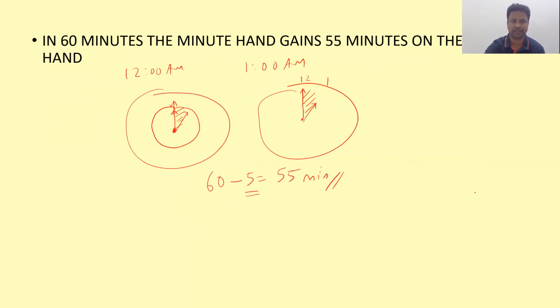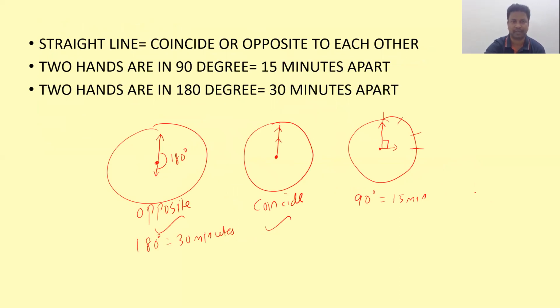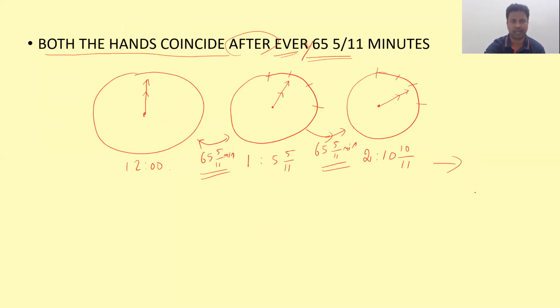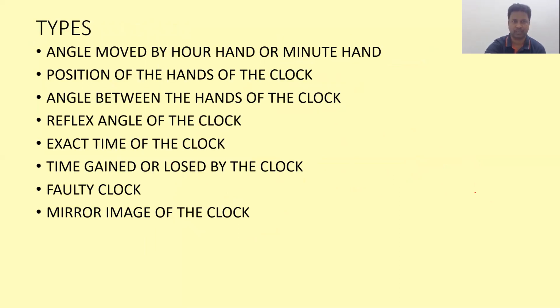In every 60 minutes, the minute hand will gain 55 minutes. On a straight line, between two hands 90 degrees is called 15 minutes. Between two hands 180 degrees is called 30 minutes. And both the hands coincide after every 65 5/11 minutes. These are the types we are going to see in the next video.